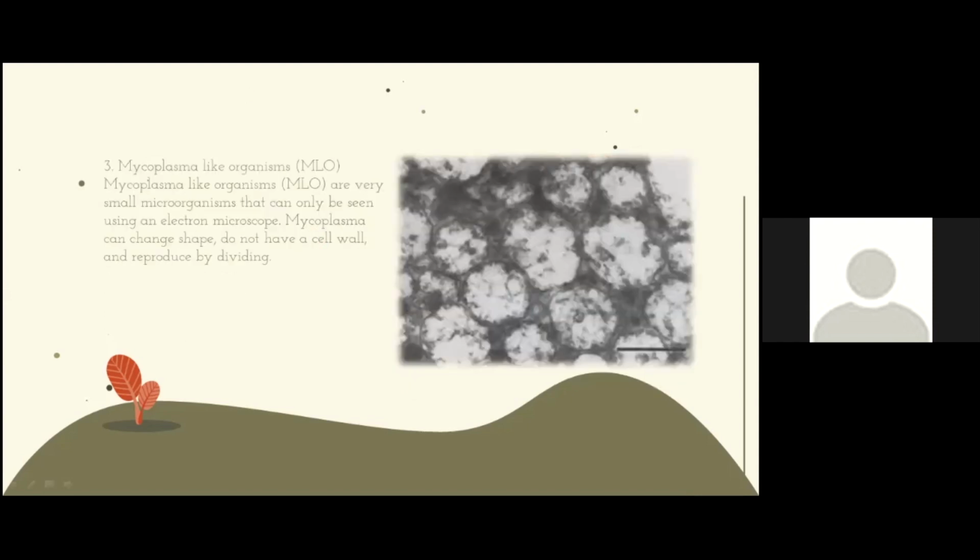3. Mycoplasma-like organism, or MLO. Mycoplasma-like organisms are very small microorganisms that can only be seen using an electron microscope. Mycoplasma can change shape, don't have a cell wall, and reproduce by dividing.